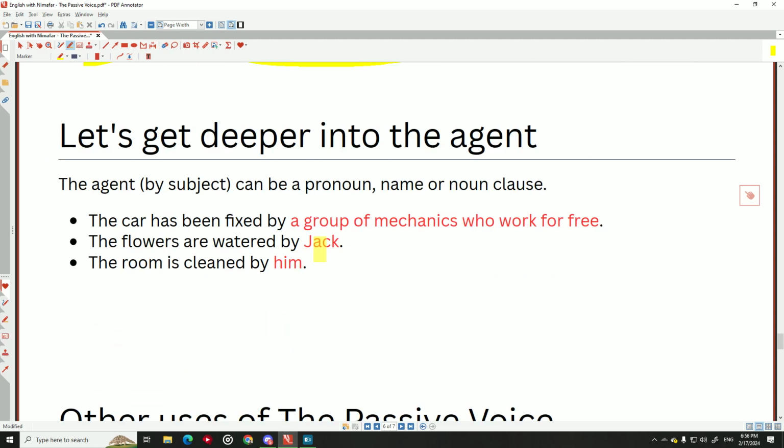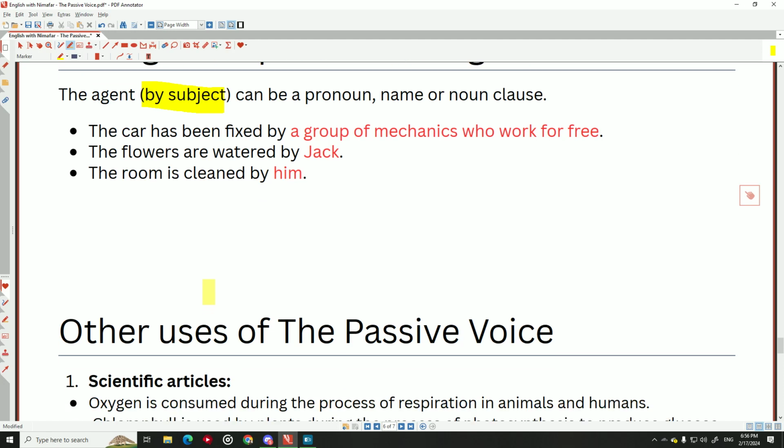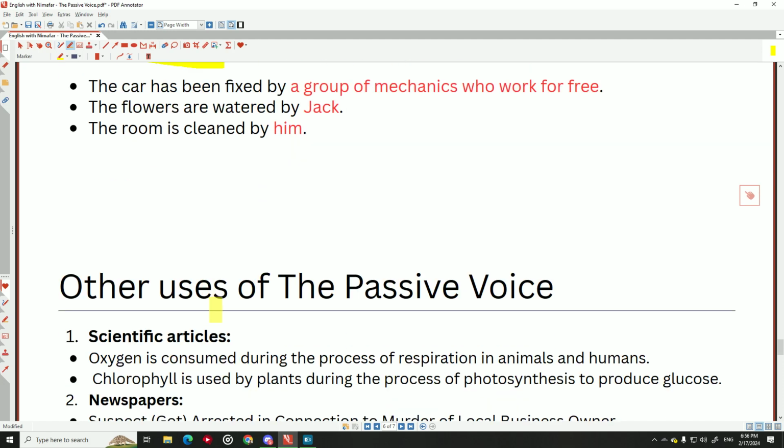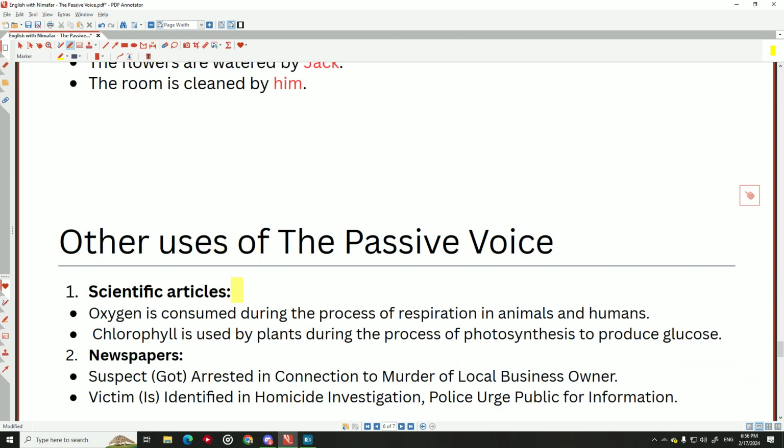Let's get deeper into the agent. The by subject, we also call it the agent. It can be a pronoun, a name, a job title, a noun clause. The car has been fixed by a group of mechanics who work for free. That's a clause. The flowers are watered by Jack. That's a name. The room is cleaned by him. My car was fixed by a mechanic. Job title. So we can use different things for our agent. But other uses of the passive voice.